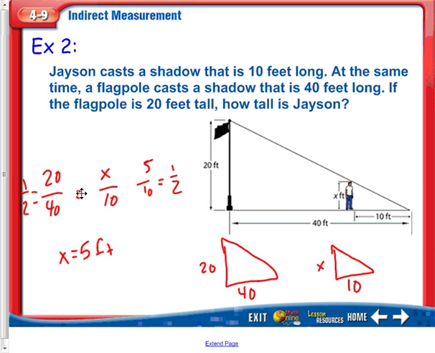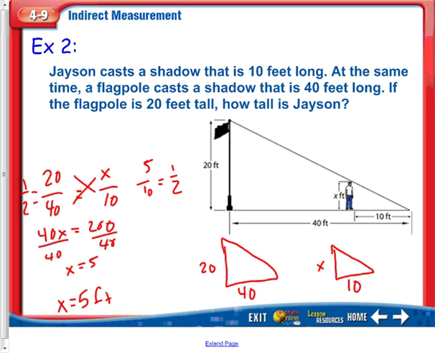So again, however you want to show this, you could go ahead and do the solving proportion. You can cross multiply. So we get 40 times x equals 200, and then we divide both sides by 40, and x would equal 5 because we cancel this 0. 20 divided by 4 is 5, and so either way we're getting to the same answer.